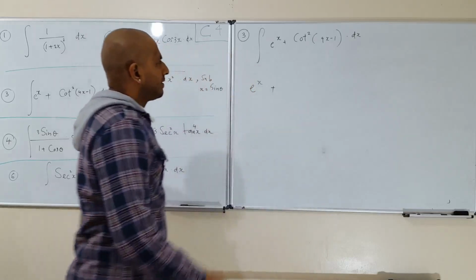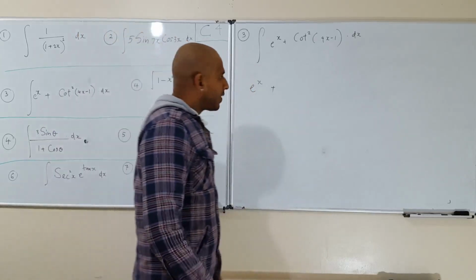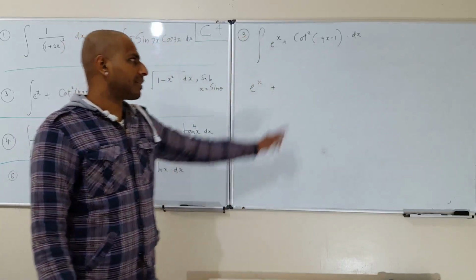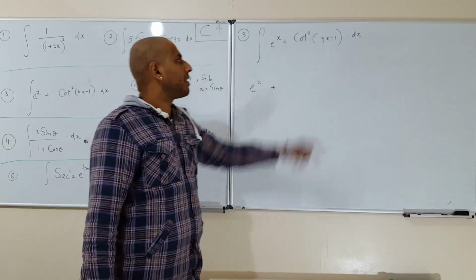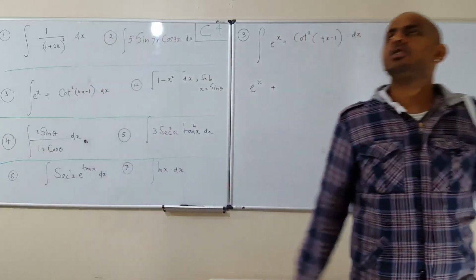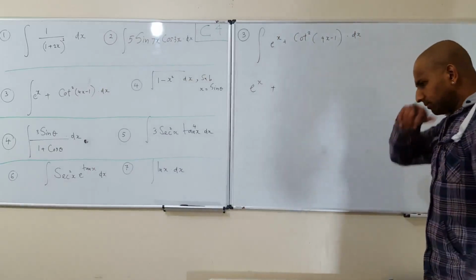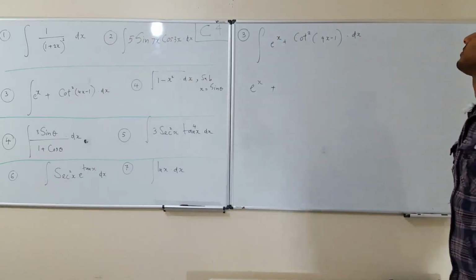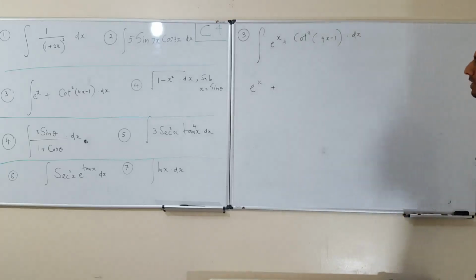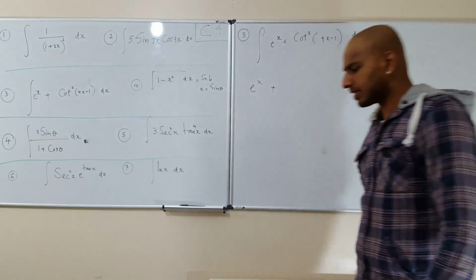Now cot squared of (4x minus 1), that's a linear function inside. So if we can integrate cot squared x, then we know we can integrate that easily because it's a linear function. Is cot squared x given? I think in the standard booklet, cot squared x is not given. But what is given is cosec squared x.